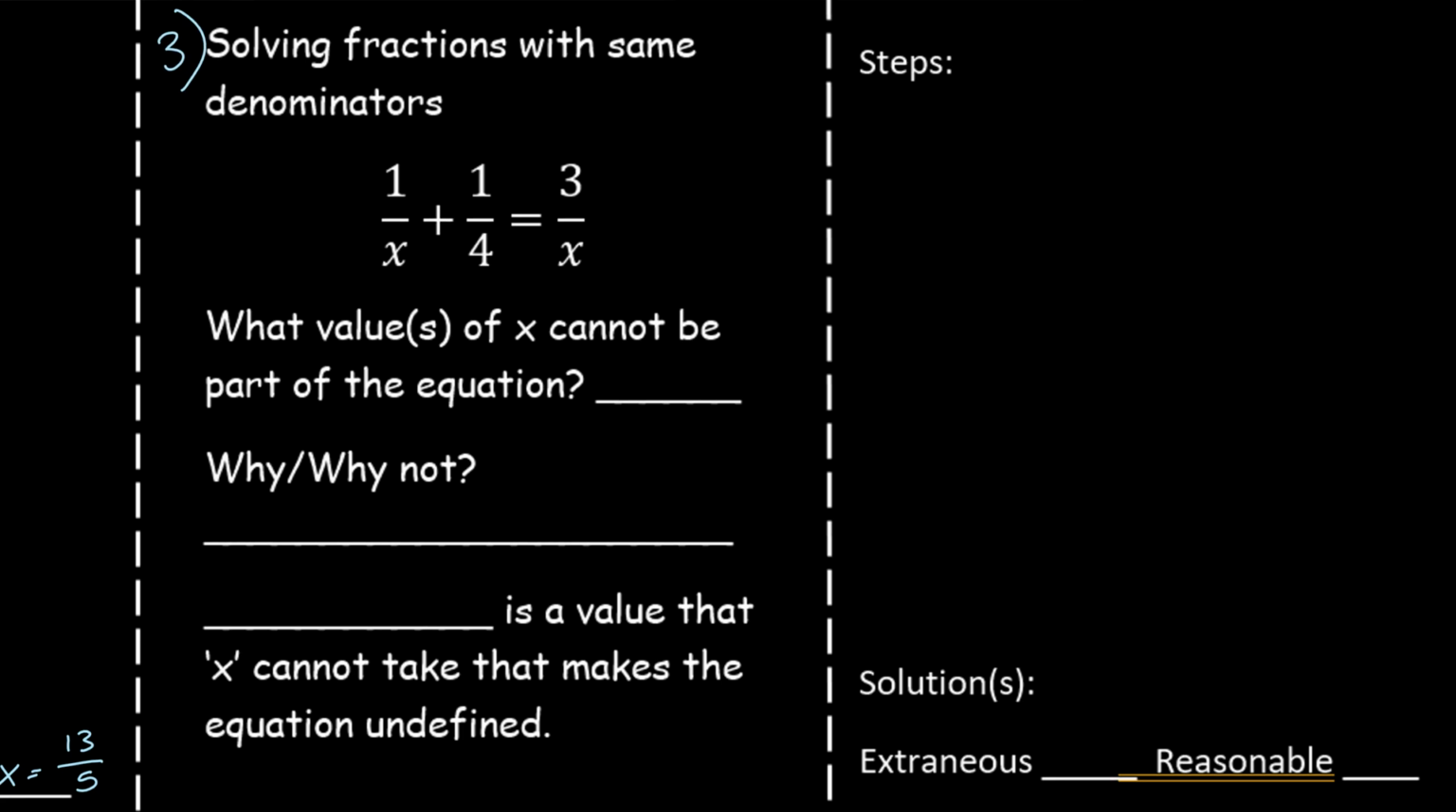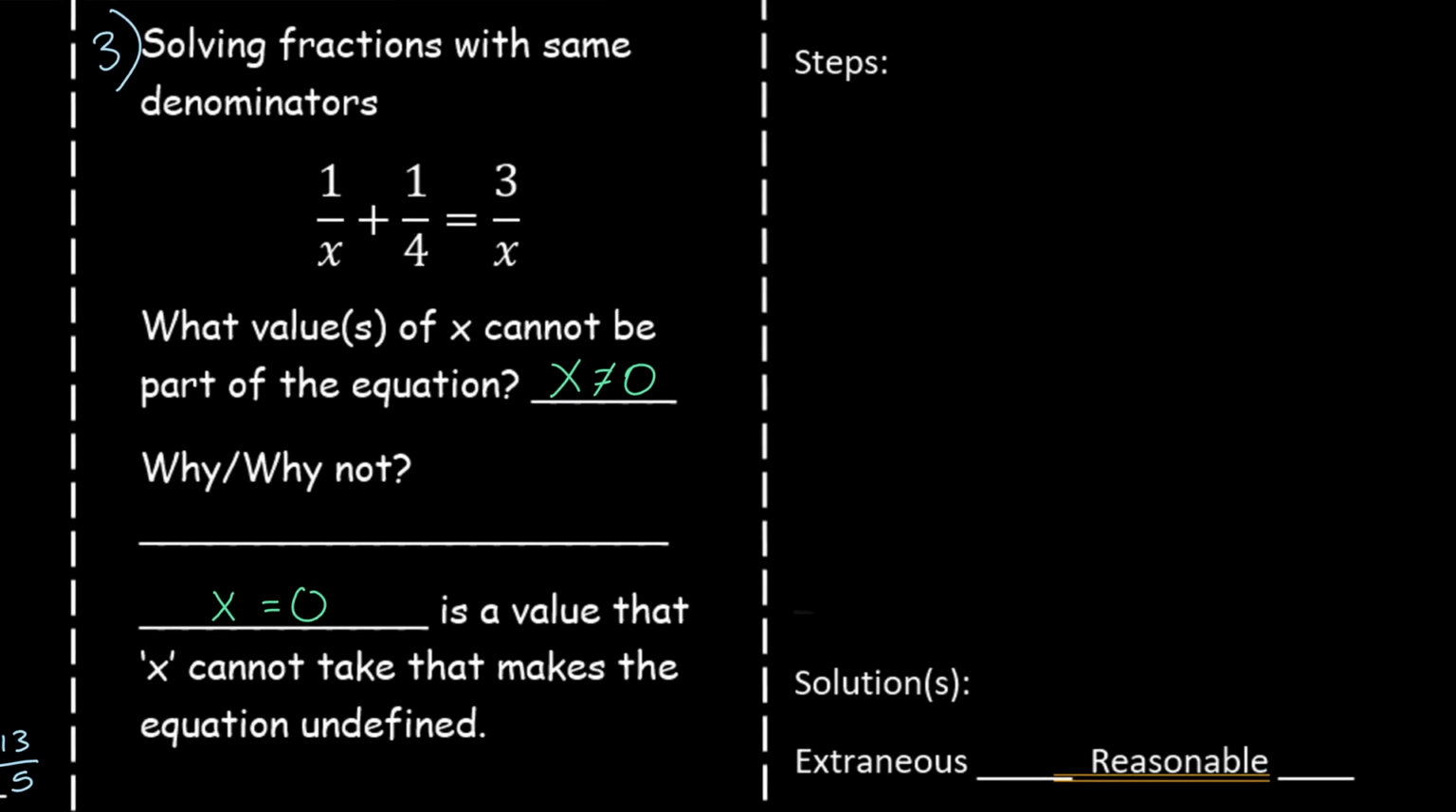What are our restrictions? What would make this undefined? 0, right? We have to worry about when the denominator is 0. So when x is 0, then this would become undefined, right? So x cannot be 0. We don't have to say the why or why not again. We know why. And yes, x equals 0 is a value that x cannot take that makes the equation undefined.